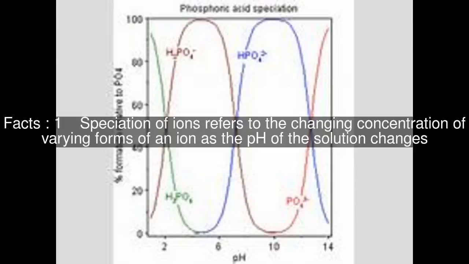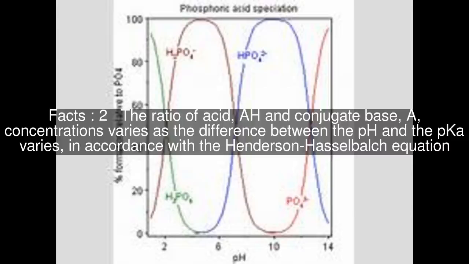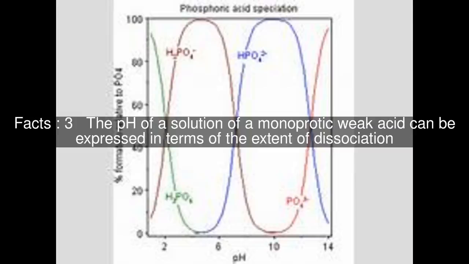Speciation of ions refers to the changing concentration of varying forms of an ion as the pH of the solution changes. The ratio of acid, HA, and conjugate base, A-, concentrations varies as the difference between the pH and the pK varies, in accordance with the Henderson-Hasselbalch equation. The pH of a solution of a monoprotic weak acid can be expressed in terms of the extent of dissociation.